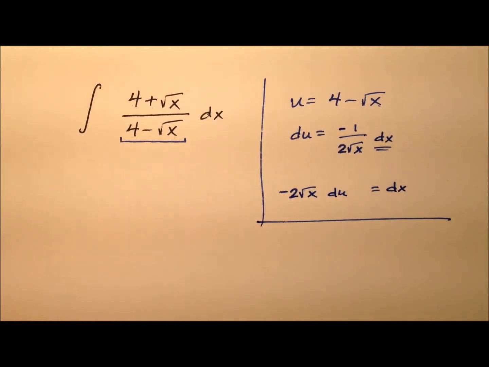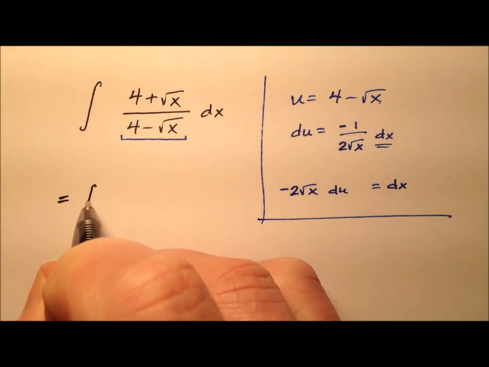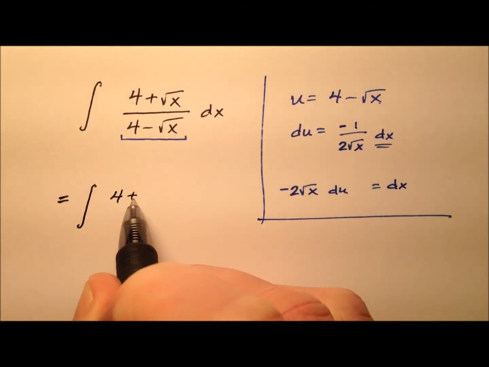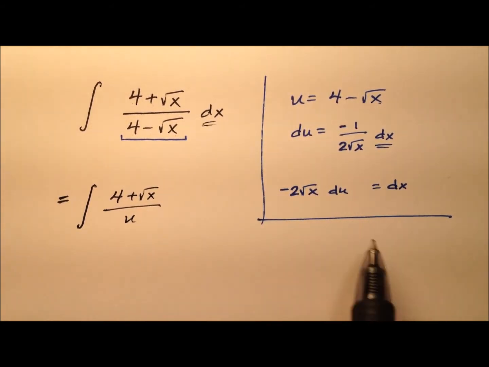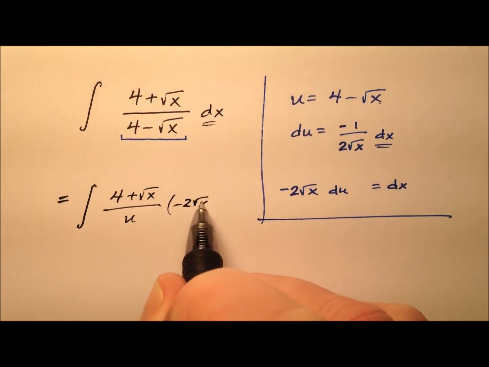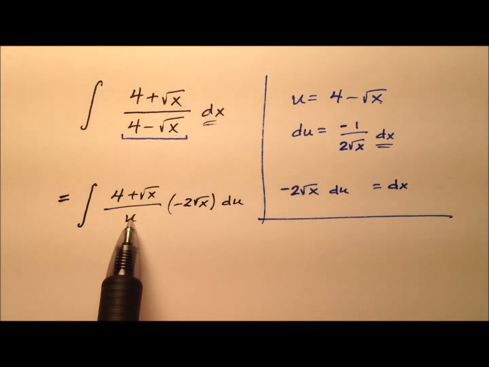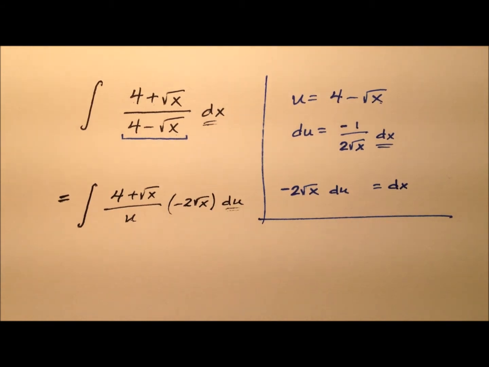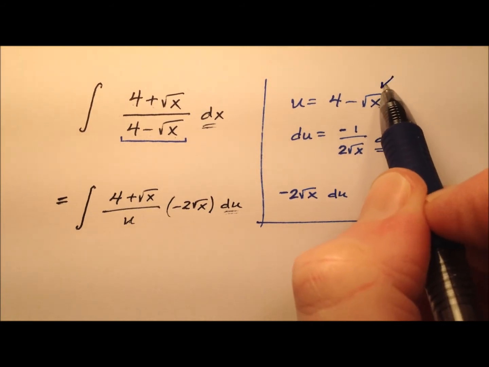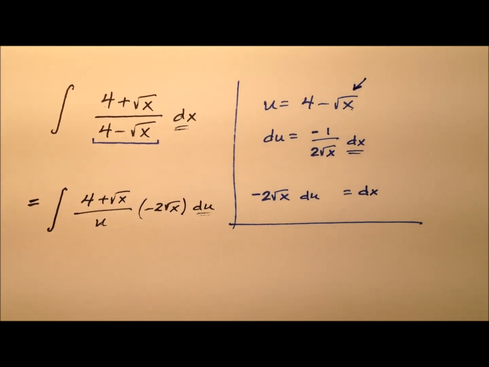And let's go ahead and see what we have here when we make these substitutions. So we have the integral, and we have 4 plus the square root of x over my u, and then this dx becomes negative 2 times the square root of x du. Okay, well, sure I have a u here and a du here, but I still have square roots of x around. So what I'm going to do is, right back here, I'm going to solve for this square root of x so I can force everything to be in terms of u.